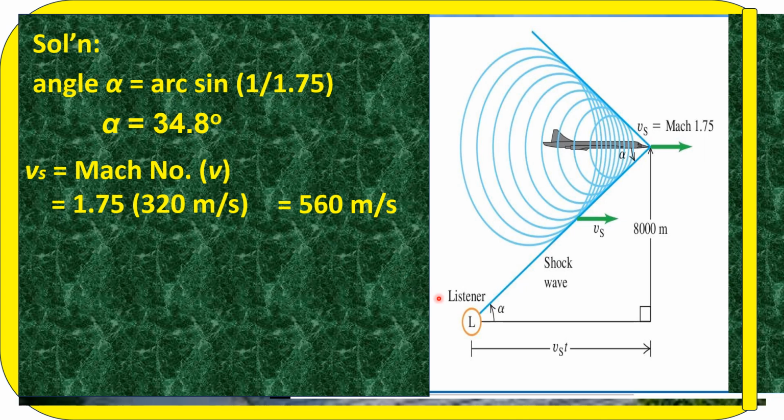Now, in the diagram, we can also define the tangent of the angle alpha. The tangent of the angle alpha can be defined as the opposite side of the right triangle, which corresponds to the altitude 8,000 meters, divided by the adjacent side, meaning this distance here. For now, it is represented by the speed of the source multiplied by the time elapsed t, or v sub s times t. That's the equation for the tangent of the angle alpha.